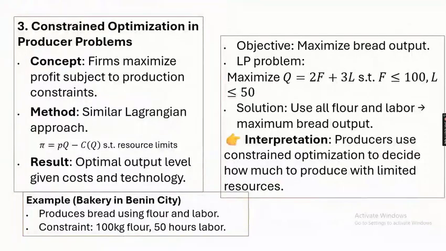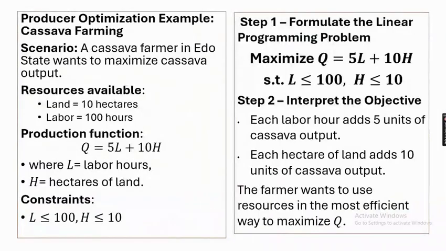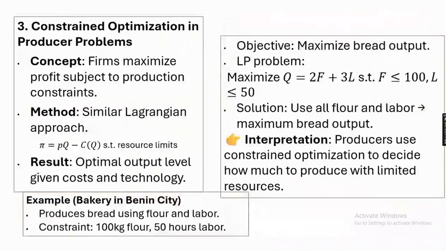Firms maximize profit subject to production constraints. Using the Lagrangian approach, pi equals PQ minus C of Q subject to resource limits. The result is the optimal output level given cost and technology. For example, at the bakery again, maximize Q equals 2F plus 3L subject to F less than or equal to 100 and L less than or equal to 50. The firm uses all flour and labor to reach maximum bread output.